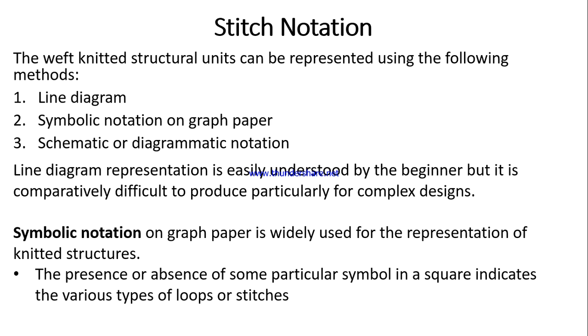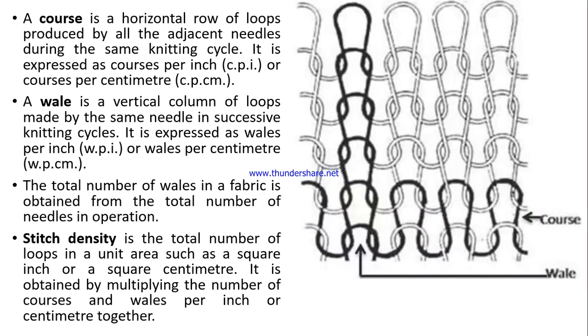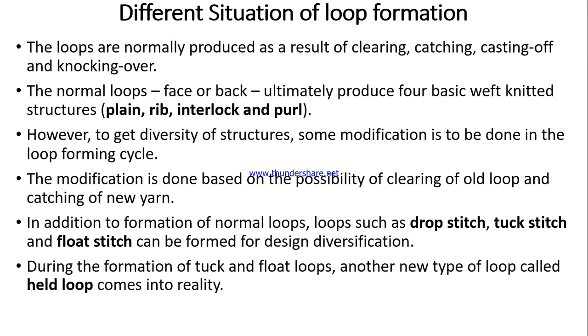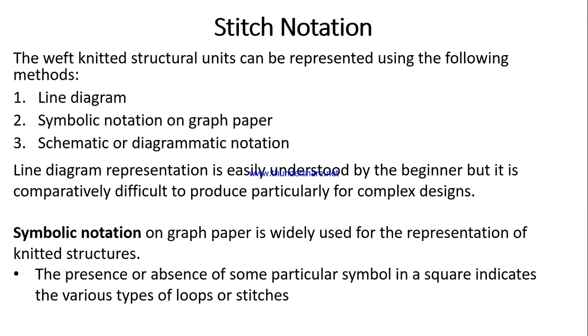The line diagram representation is easily understood by the beginner, but it is comparatively difficult to produce, particularly for complex designs. The line diagrams are actually the diagrams which I have shown you till date. Here the exact presence of the yarn has been drawn, how the yarn configuration is inside the knitted fabric. This is the line diagram. This type of line diagram is very easy to understand for the beginner.